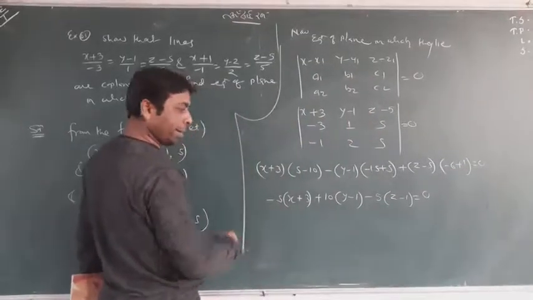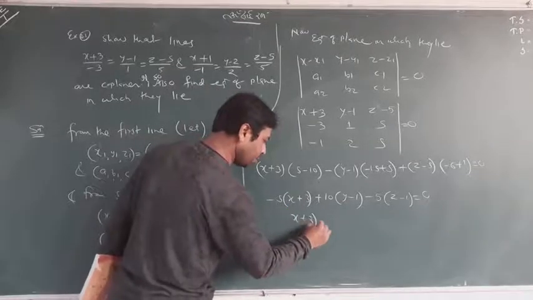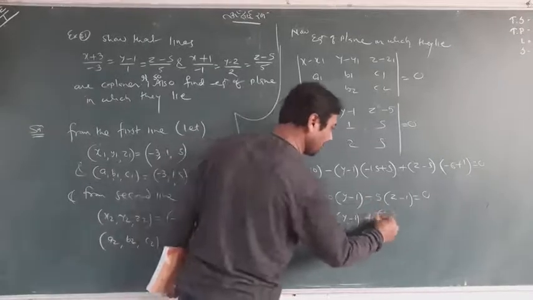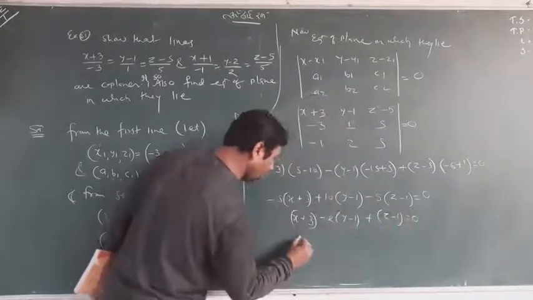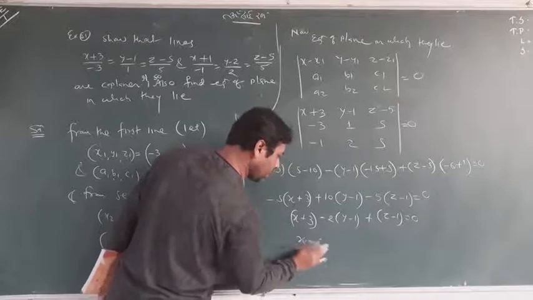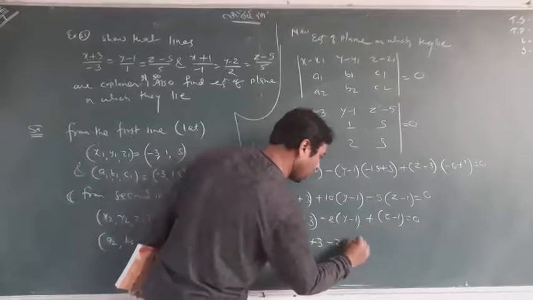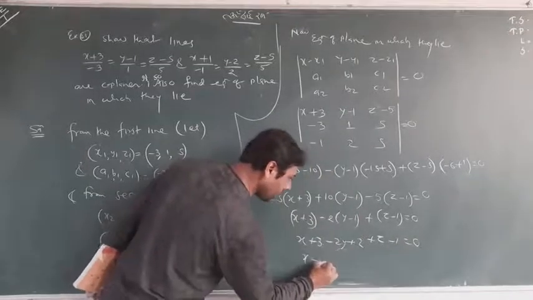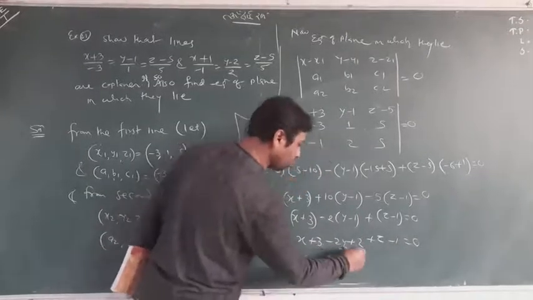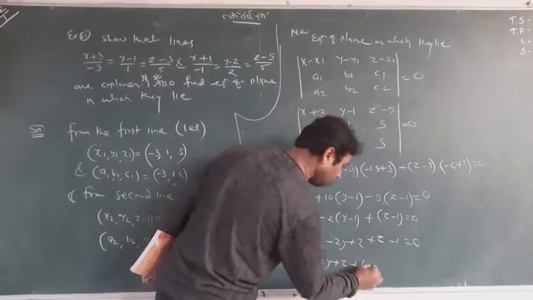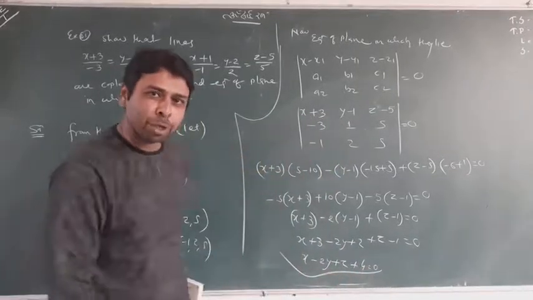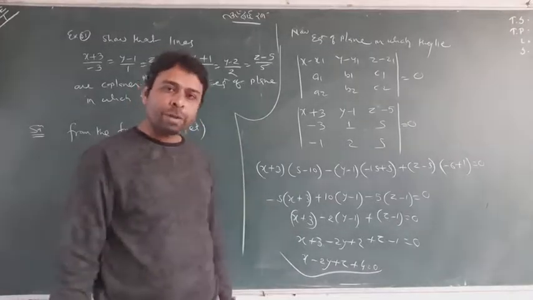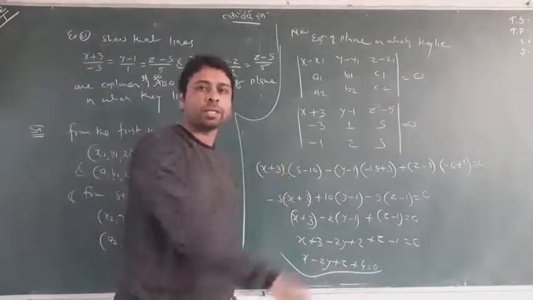You can divide by minus 5. X plus 3 divide by minus 5. Y minus 1 divide by minus 5. And arrange it all the way. X plus 3 minus 2y plus 2 plus z minus 1 equal to 0, x minus 2y plus z plus 3, plus 2, plus 5 and minus 1, that is 4, is equal to 0. This is the ax plus by plus cz plus d form.